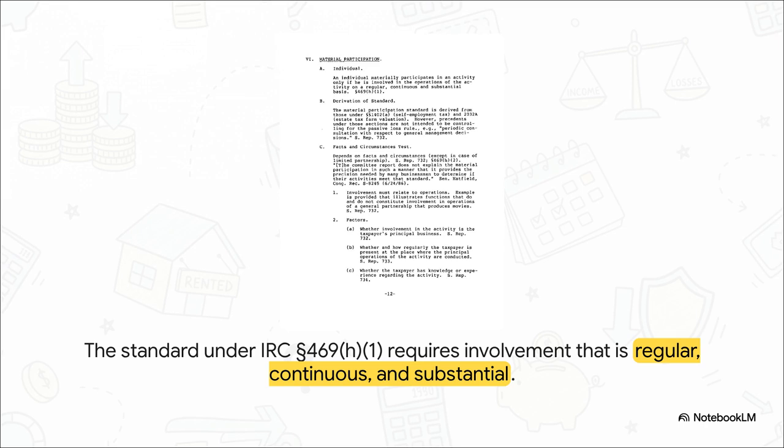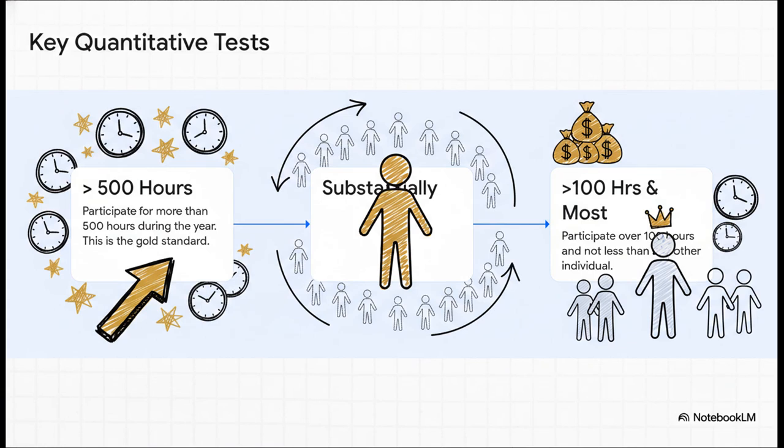Okay, so out of those 7 tests, these 3 are the ones you'll see most often. They're kind of the big hitters. The first one, more than 500 hours, is the absolute gold standard. If you hit that, you're in. The second one is for situations where maybe you didn't work a ton, but you did basically everything yourself. And that third one is for when you put in over 100 hours and you also did more work than anybody else involved.